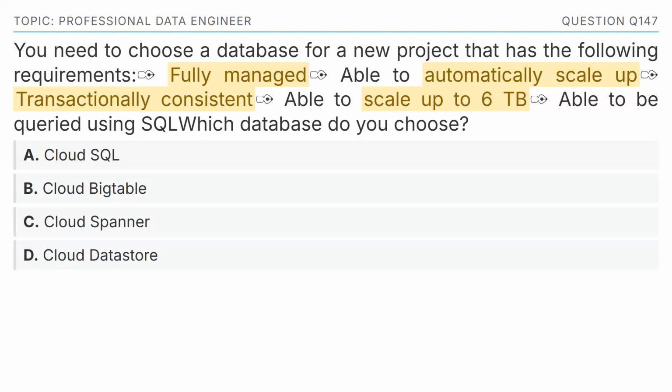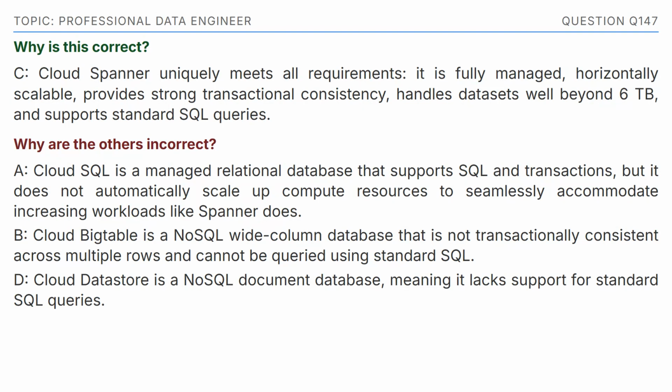To arrive at the correct answer, we focus on the keywords: fully managed, automatically scale up, transactionally consistent, scale up to 6 terabytes, queried using SQL. The correct answer is option C, Cloud Spanner. Why is this correct? C. Cloud Spanner uniquely meets all requirements. It is fully managed, horizontally scalable, provides strong transactional consistency, handles datasets well beyond 6 terabytes, and supports standard SQL queries. Why are the others incorrect?